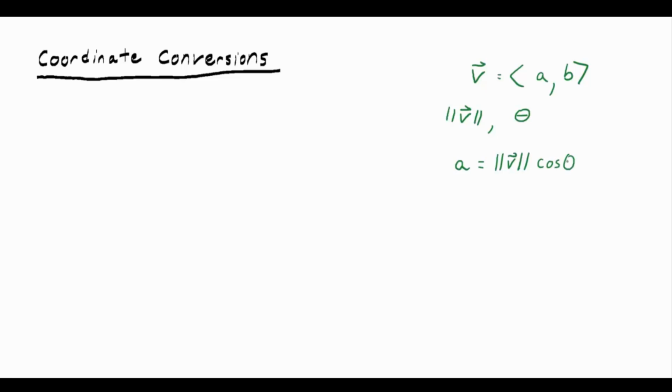Cosine. It is cosine. It just comes from SOHCAHTOA. So the horizontal component is magnitude v cosine theta. The vertical component, magnitude v sine theta.